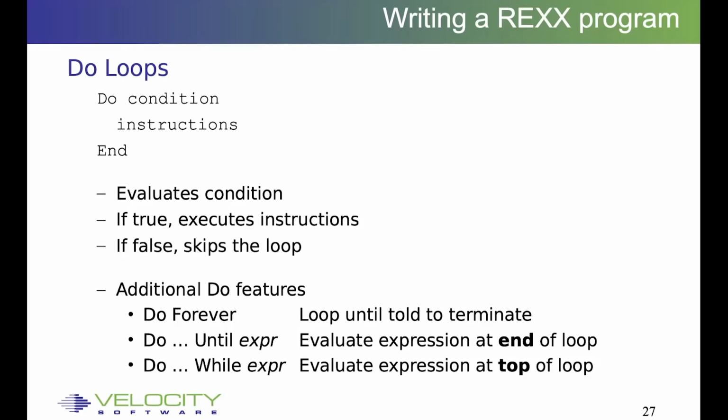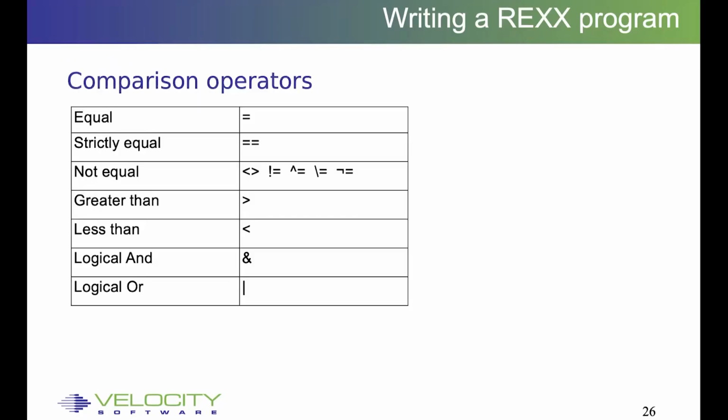There is also a do until and a do while. A do until will evaluate the expression at the end of the loop, which means the loop always executes once. A do while evaluates the expression at the top of the loop. And if it is false, the loop will not execute at all.